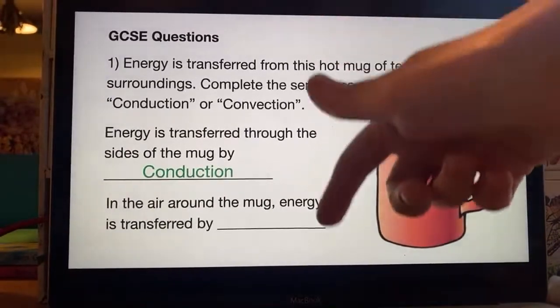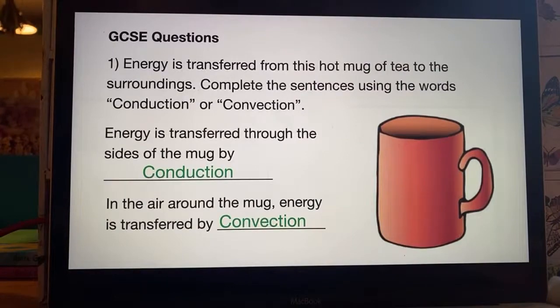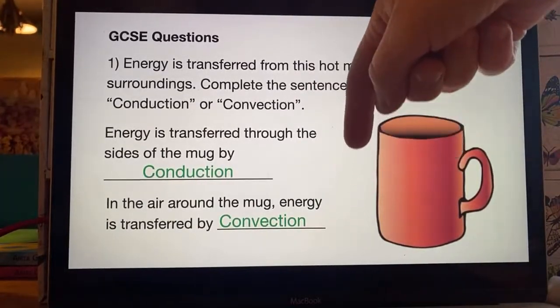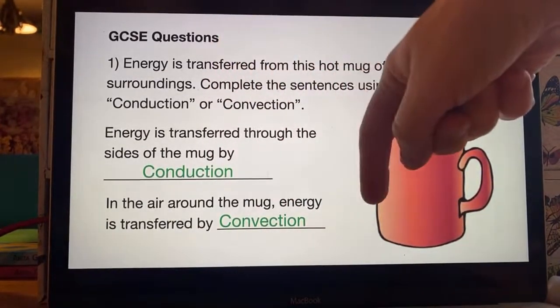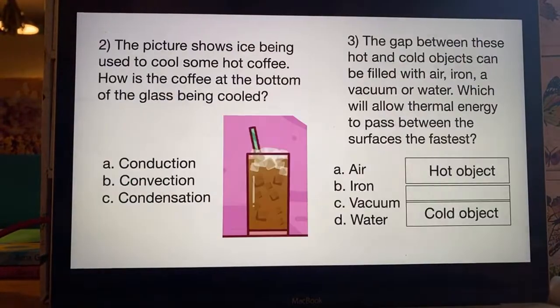In the air around the mug, energy is transferred by convection, right? The air here heats up, so it rises, so then cold air takes its place, but then that gets hot, so that rises. A tiny little convection current next to your mug of tea.